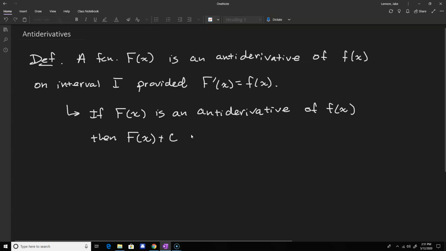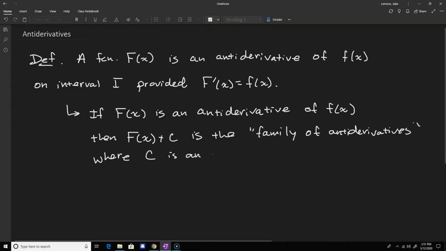So this is known as the family of antiderivatives, where c is an arbitrary constant. So we'll see later that when we're finding indefinite integrals, we'll want to include that c, but when we're computing numerical values of definite integrals, it's not so important.